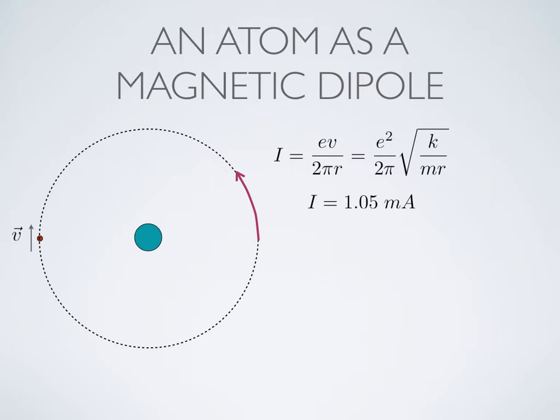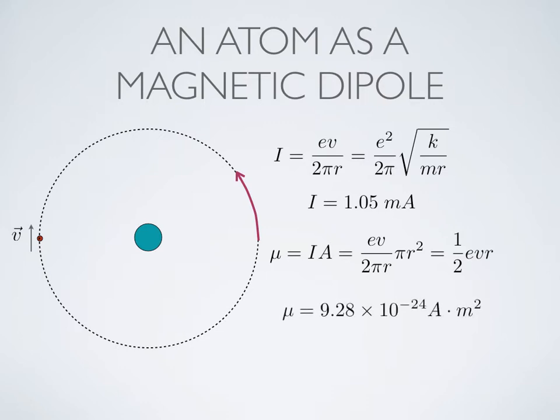In any case, that's the current, and if that's the current, then I can think of this as being a little magnetic dipole where I have a current times an area. The area in this case is the area defined by that circle, the orbit of the electron, which is pi r squared. And therefore, the magnetic dipole moment of this electron orbiting the atom here is 1/2 of e v times r, or 9.28 times 10 to the minus 24 amperes times meters squared. This is what's known as a Bohr magneton, and it's the magnetic moment of a single electron orbiting an atom.